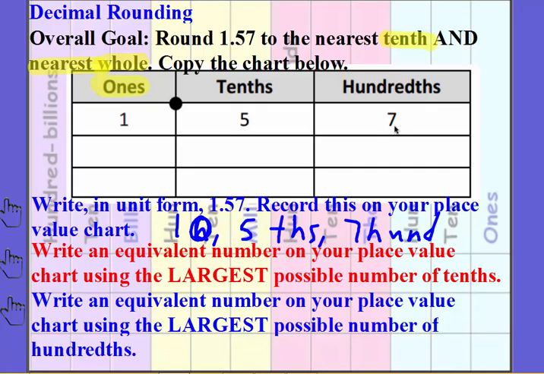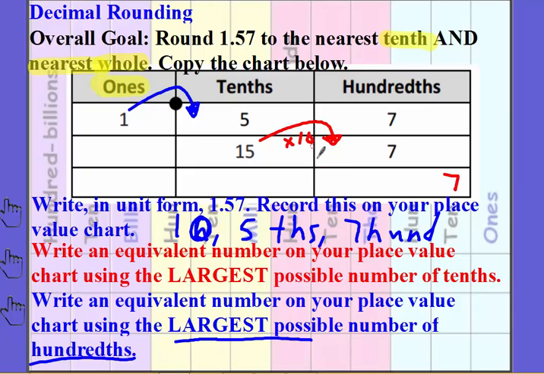Now I want to write an equivalent expression using the largest possible number of tenths. So my tenths, I already have 5. Hundredths isn't changing. This one is going to be decomposed or broken down into tenths, so I'm trading. So that will be 10 plus 5 tenths, which is 15, and my hundredths stay the same. Now I want to write the largest possible hundredths. So I have 7/100ths already, and I'm decomposing, breaking this down, trading for tens. So that's going to be 150 when I decompose, when I break it down.